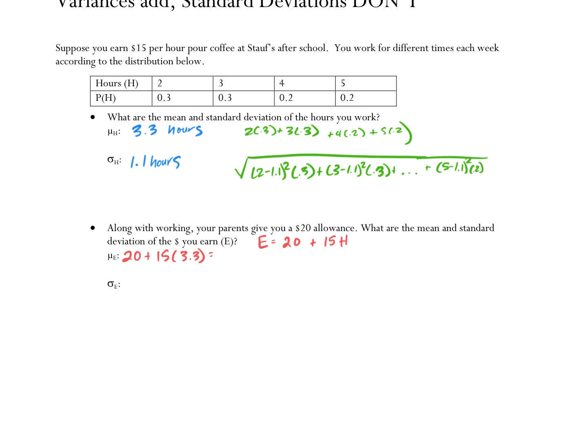$69.50. Okay. Now a way to help you guys think through this: does the $20 from your parents change the uncertainty about how much money you're going to bring home? Because it's always the same amount. There's no uncertainty with the 20. The only uncertainty is the uncertainty with the 15. Hence, the standard deviation only changes by doing 15 times the 1.1, which is $16.50.